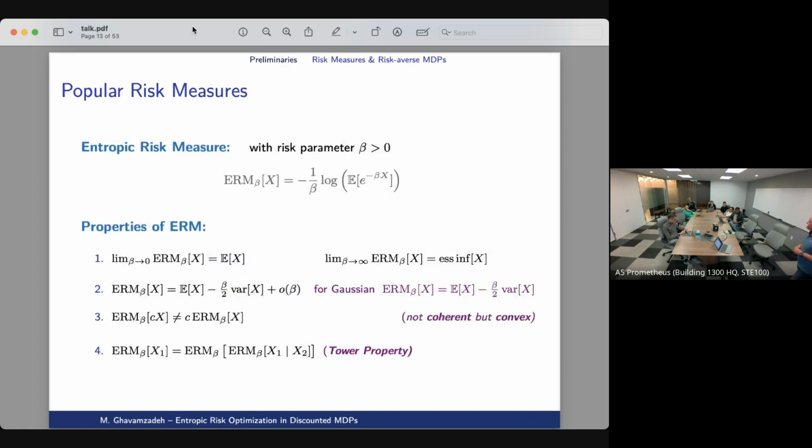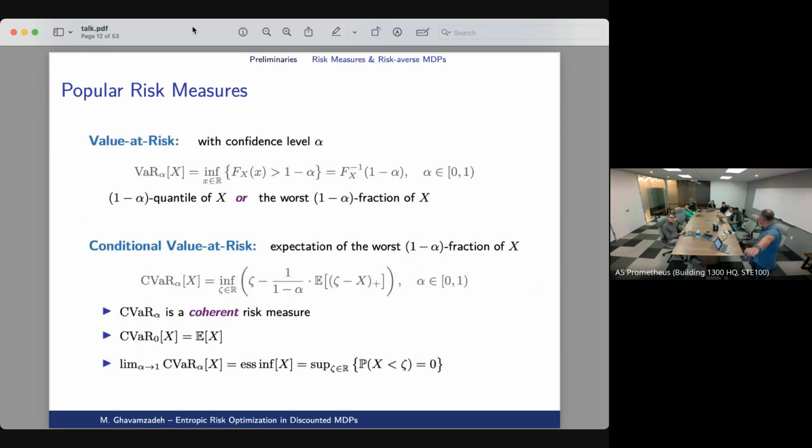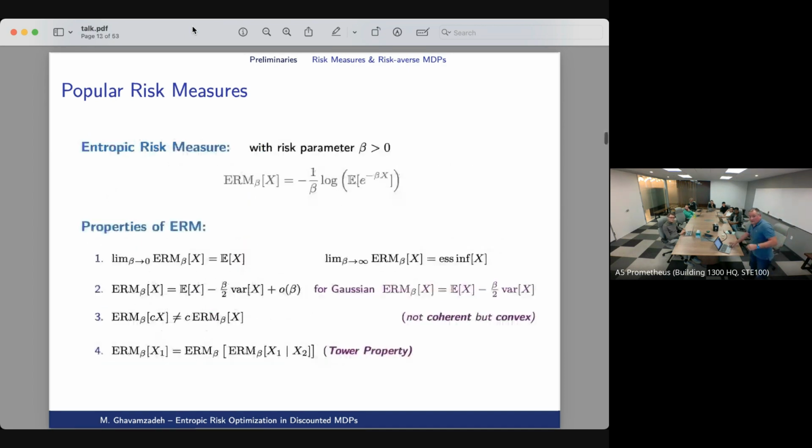Okay, but these are the two popular ones. The one that we are looking at today is the entropic risk measure. This is the definition of the entropic risk measure at risk parameter beta. There is a difference between this beta and the risk level alpha in the previous slide. Alpha in the previous slide was a number between 0 and 1. Beta here is just a positive number. So this parameter doesn't have any connection to alpha.